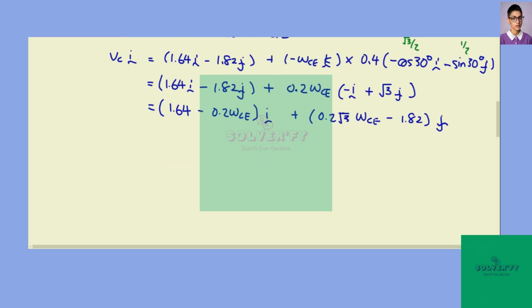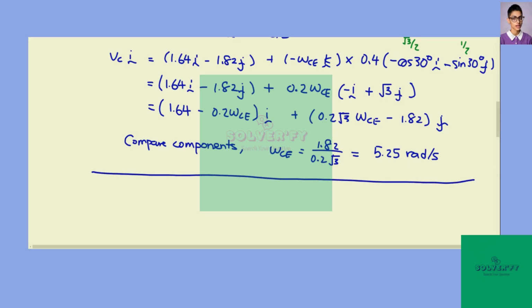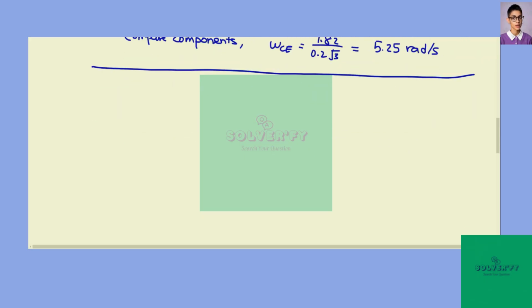Okay, so compare components. We only need omega CE. Omega CE is equal to 1.82 divided by 0.2 root 3, which is equal to 5.25 radians per second. Then move on to the next. The last step is to find VE.